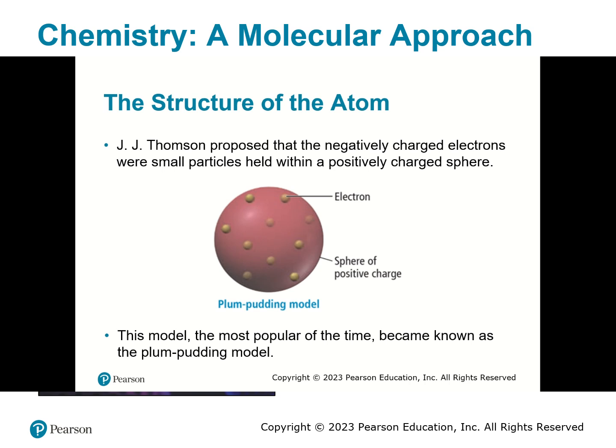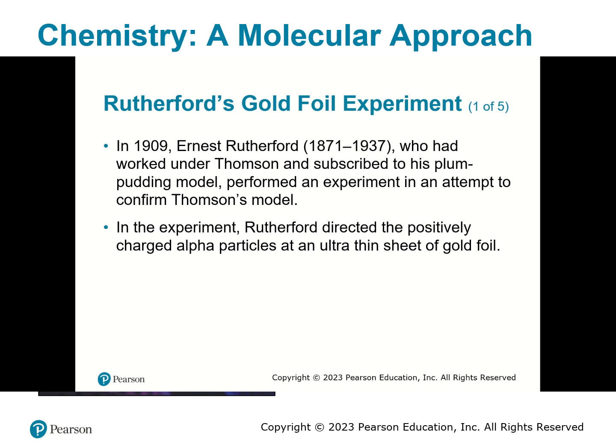After discovering electrons, Thomson proposed a model of the atom. He imagined electrons embedded in a positively charged sphere, like you can see here, like raisins in a plum pudding. It was a creative idea, but it didn't last long, because Ernest Rutherford tested Thomson's model by shooting positively charged alpha particles at a thin sheet of gold foil.